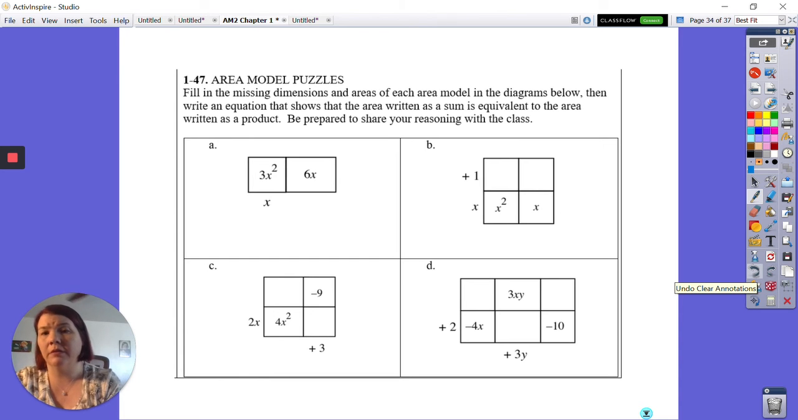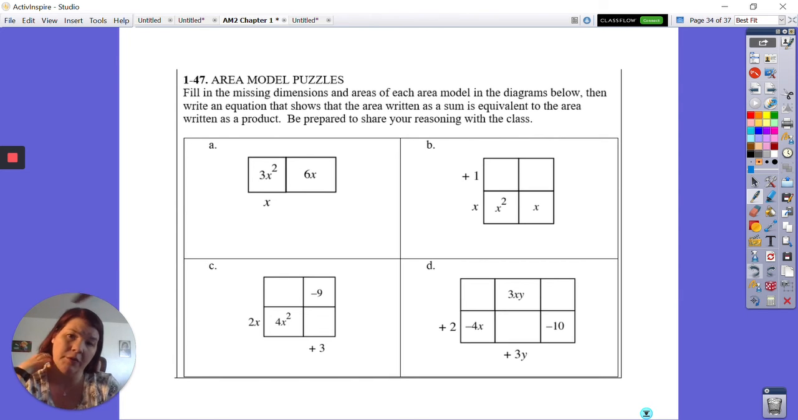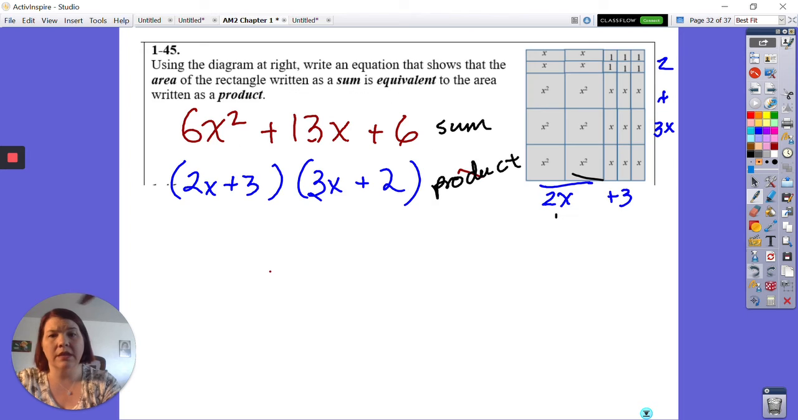So here's some area model puzzles. And so again, I will be pausing the screen after I'm done explaining these, and you'll get a chance to do them. Fill in the missing dimensions and areas of each area model in the diagrams below. Then write the equation that shows the area written as a sum is equivalent to the area written as a product. So on these, I didn't actually write the sum. It did say write an equation. I did not see that.